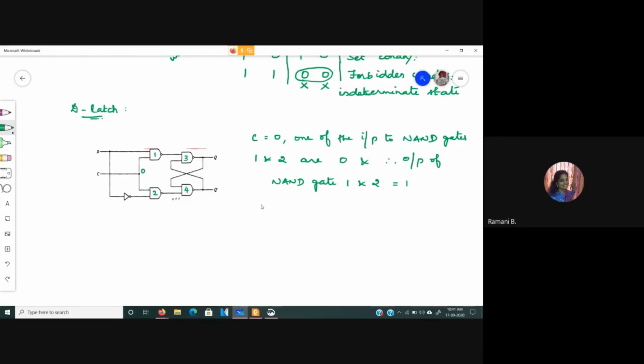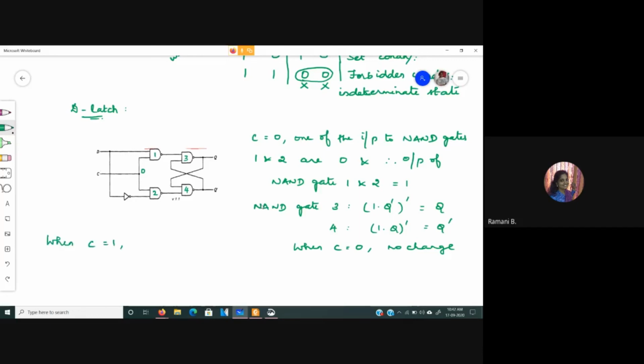So here you are having the feedback part. In NAND gate 3, you will be having 1 dot Q bar, the whole bar to be the output, which gives me Q. And in NAND gate 4, it is 1 dot Q, the whole bar, so Q bar. So when C is equal to 0, it is a no change condition. Next, when C is equal to 1.